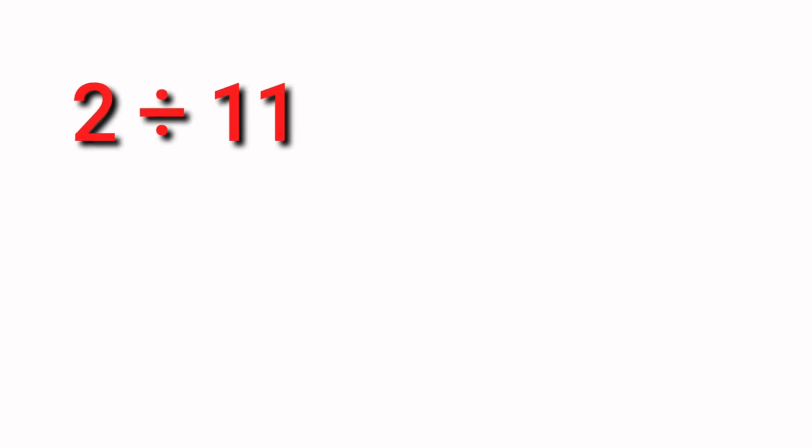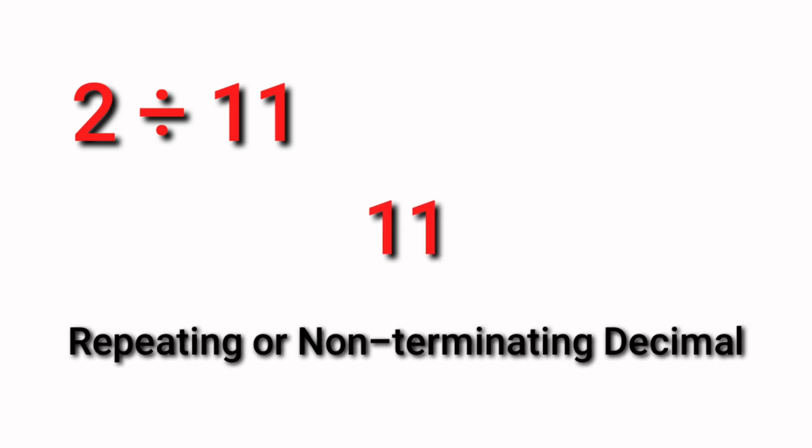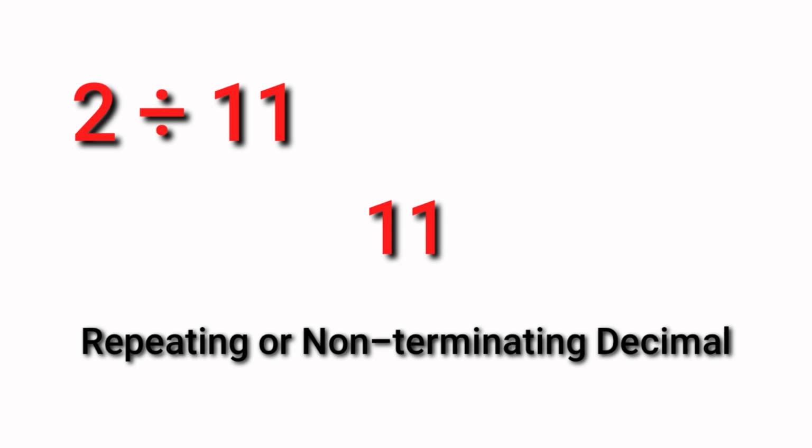Let us have another example. We have 2 divided by 11. Ang ating divisor ay 11. Ano ba ang prime factors ng 11? 11 ang kanyang prime factor. So therefore, the answer must be repeating or non-terminating decimal.